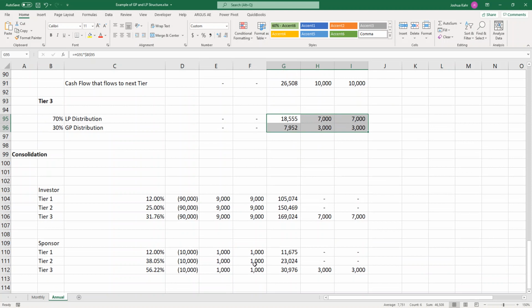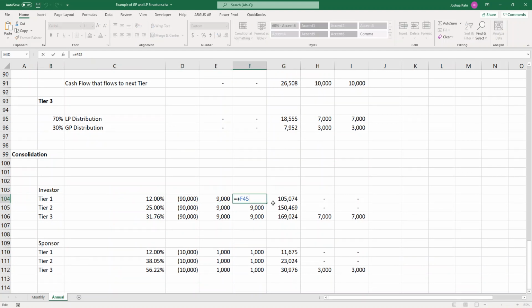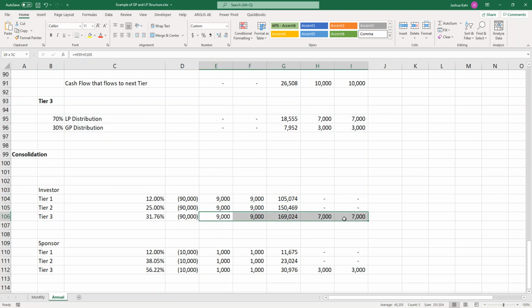Finally, we pull it all back together. We say, what did the investor get? What did the sponsor get? This is the tier one money, line 45. Tier two is line 84. And tier three is line 84 plus line 95 plus 105. This is basically just adding it up. All it's doing is saying, here's the tier one money, here's the tier two money, here's the tier three money. And it's just adding it up.